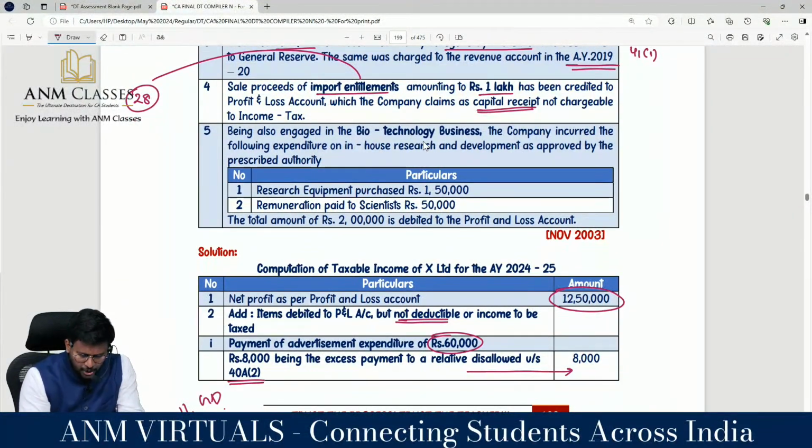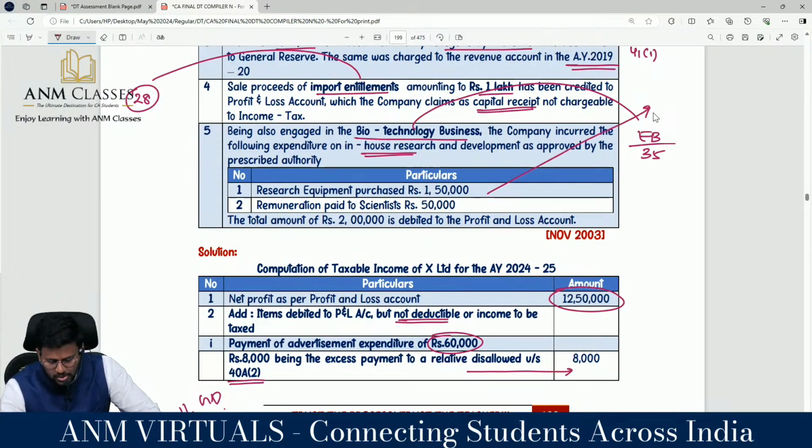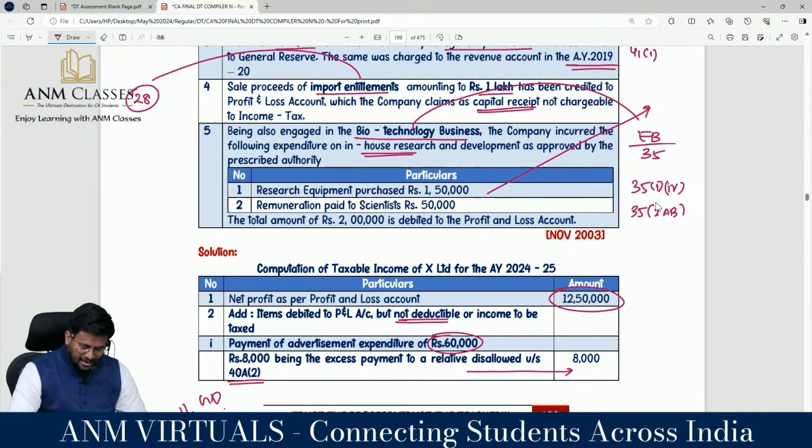Being also engaged in biotechnology business. Wow. Biotechnology business is an eligible business for the purpose of section 35. Yes, sir. I highlighted. Company incurred the following expenditure on in-house research and development as approved by prescribed authority. Research equipment purchase 1,50,000. As per section 35 subsection 1 clause 4, generally for capital expenditure. But this is a company engaged in biotechnology. 35 subsection 2AB will be applicable right now. And remuneration paid to scientists is a revenue expenditure. You can claim it as deduction under 35 subsection 2AB.